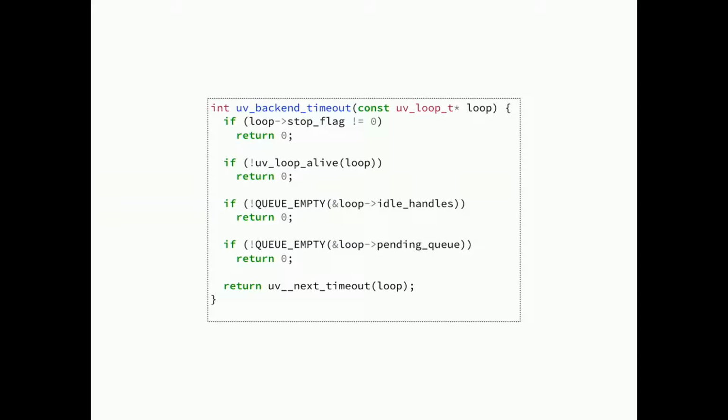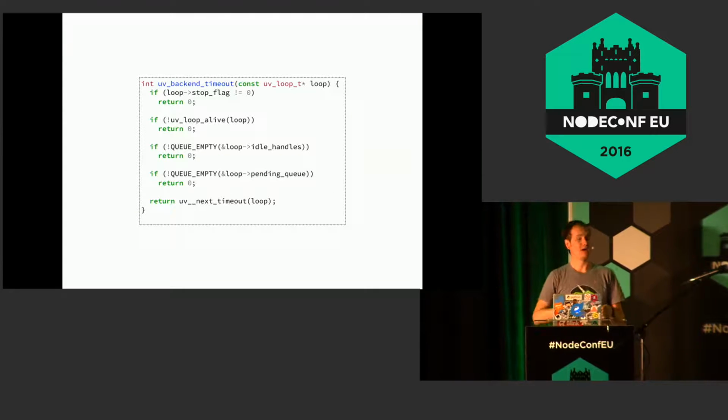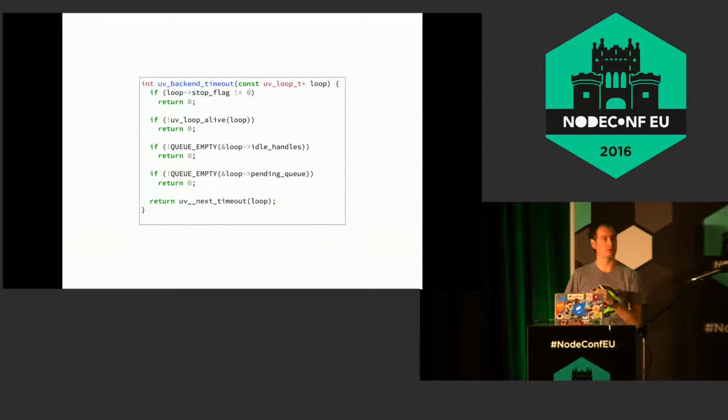So for how long should we block for I/O? Well, if the loop is about to stop, there's nothing for us to do. So we block for 0 seconds because we're about to finish. If the loop is not alive, it means we're about to finish as well. So we block for 0 seconds.